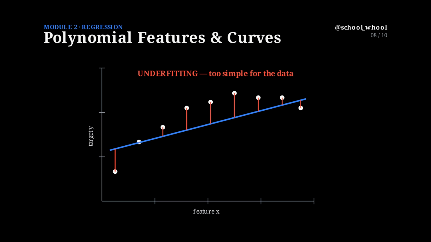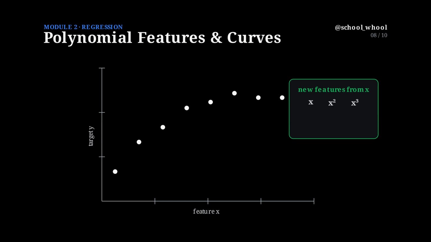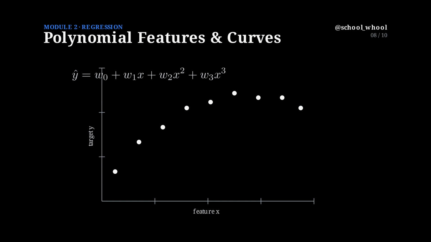Here is the trick. We invent new features out of the one we already have. X squared, and x cubed. From a single column of x, we build several, each just a power of the original. Feed those new features in, and the model's line is suddenly free to bend. Watch it curve to hug the data, small errors everywhere now, instead of large ones.